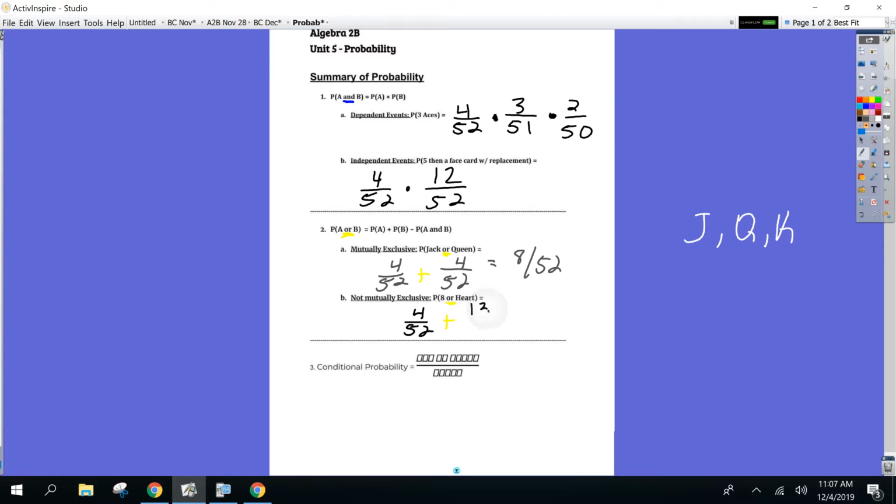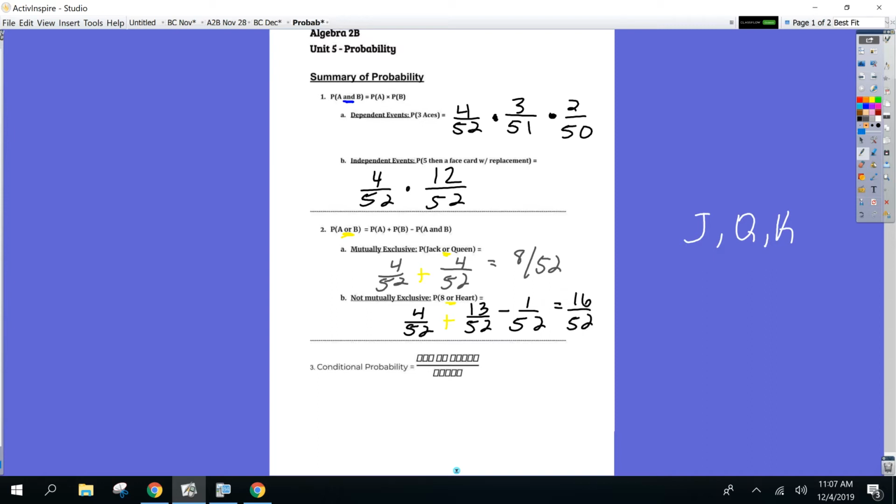How many hearts in the deck? 13, but now you got to stop yourself because you've counted some cards twice. How many cards in the deck are both 8s and hearts at the same time? The 8 of hearts, right? And you just counted it twice, so you got to subtract 1 out of 52 for the 8 of hearts. So what's that? 16 out of 52, whatever that reduces down to.